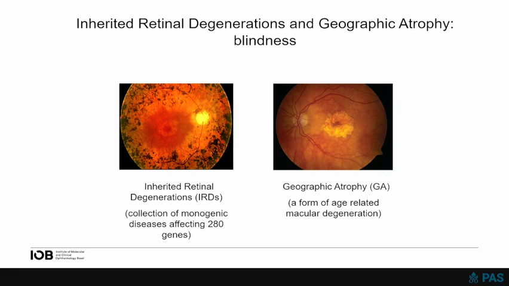So the diseases we are working on are photoreceptor-based diseases, which are age-related macular degeneration, a form called geographic atrophy, which is the end stage of macular degeneration when you lose vision in the center, and inherited retinal degenerations, where around 280 different genes lead to the dysfunction of photoreceptors and blindness.